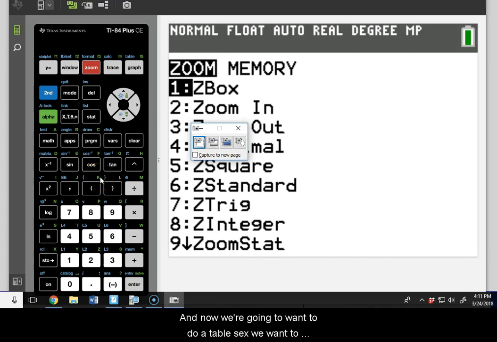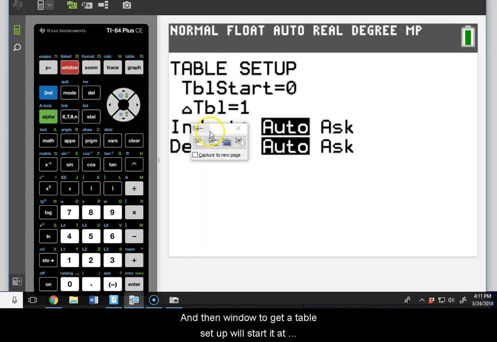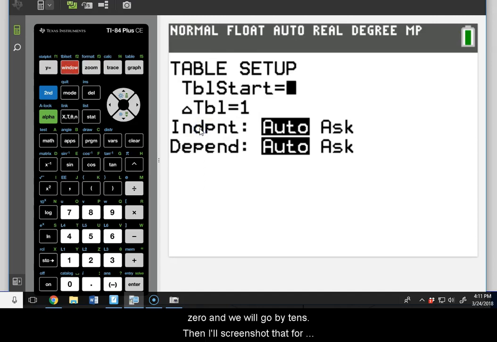Good. And now we're going to want to do a table set because we want to produce this graph on paper. So let's hit second and then window to get our table set up. We will start it at 0 and we will go by tens. Again, I'll screenshot that for our notes.